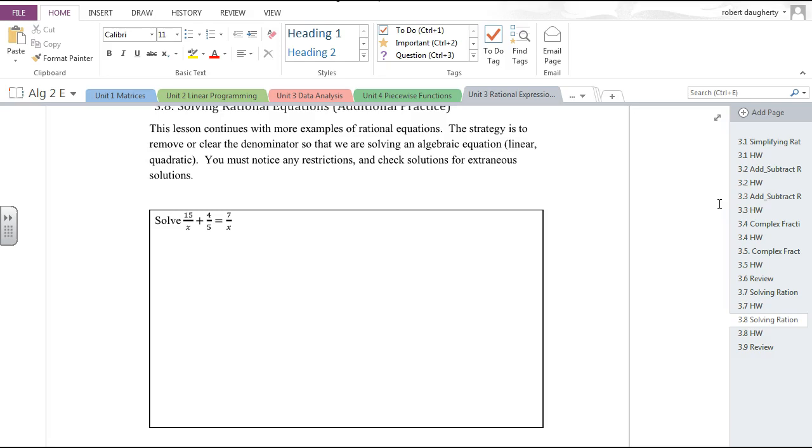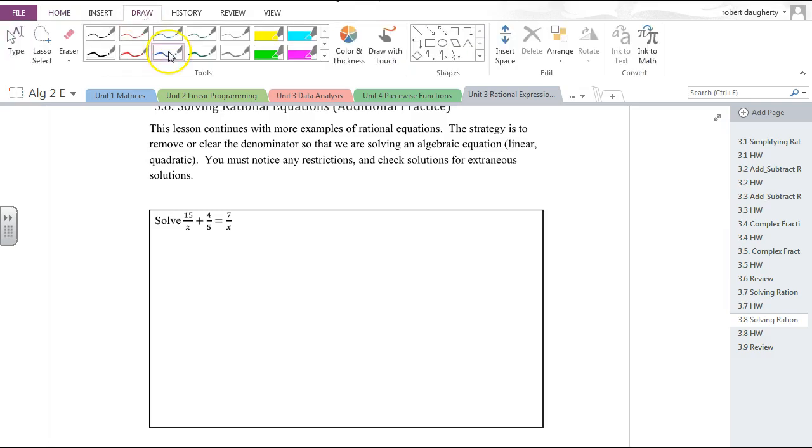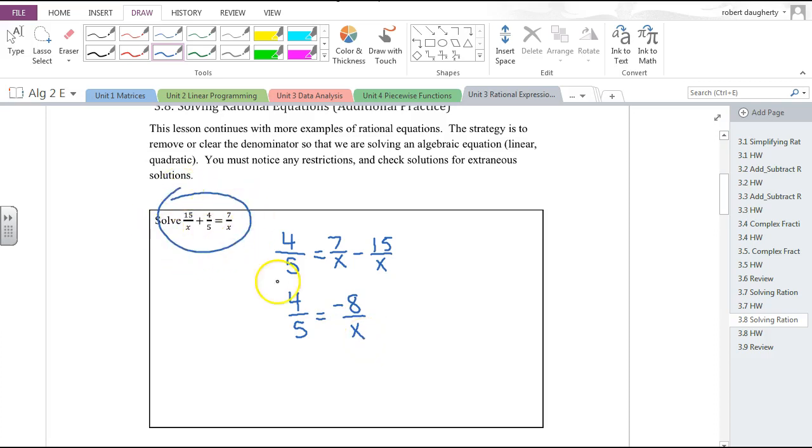So I could write this as 4 over 5 is equal to 7 over x minus 15 over x. Okay. What's 7 over x minus 15 over x? Negative 8. So this is 4 over 5 equal to negative 8 over x. Now, which of these problems is easier? That one looks easier because you've got a fraction equal to a fraction.